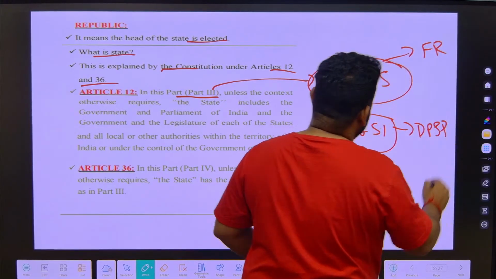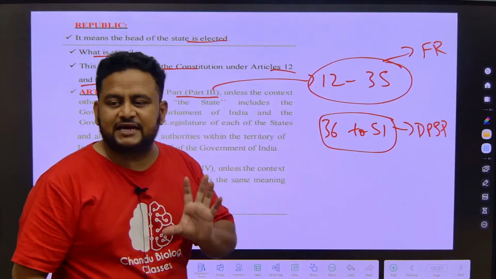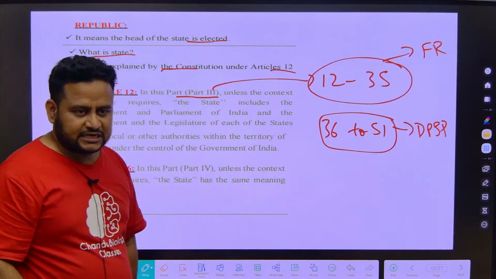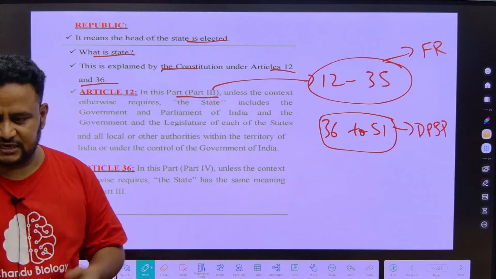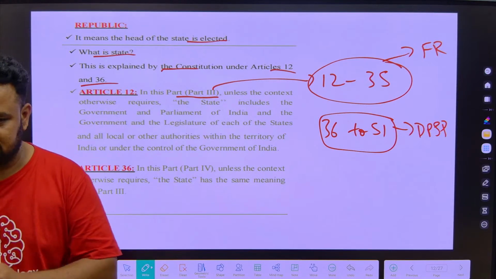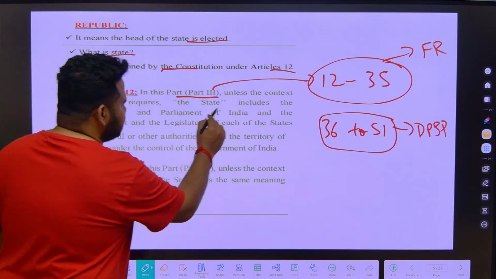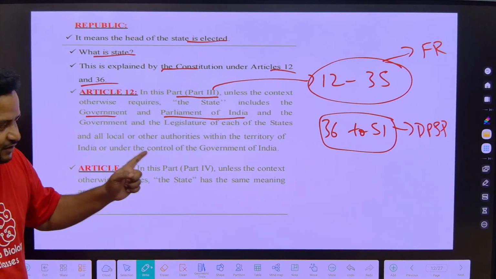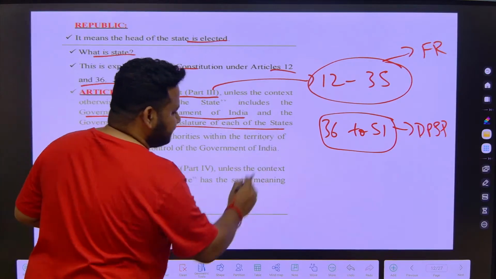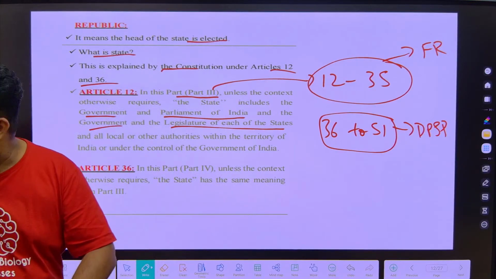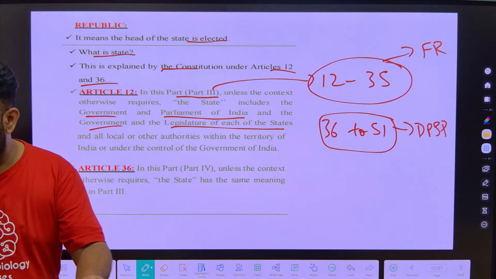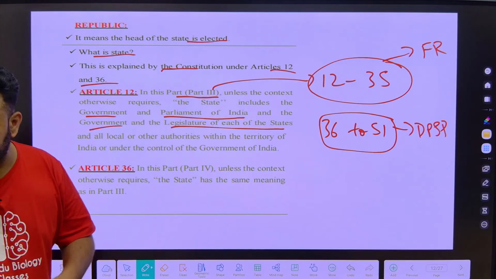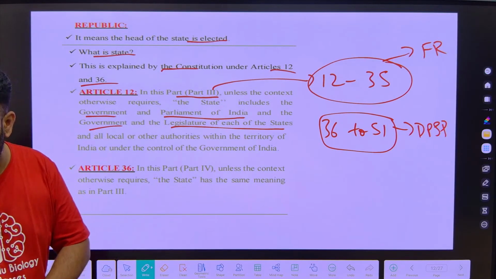In article 12 it is talking about the state, what the state contains. Okay, state means what? As of now, you will think of a geographical state like Odisha, Jharkhand, Telangana, Andhra Pradesh, like that. State means, okay, the state includes the government and parliament of India, the government and legislature of each of the states, that is the government and legislature of Telangana, the secretariat of Telangana, the government and legislature of Andhra Pradesh, Tamil Nadu, Karnataka, like that.